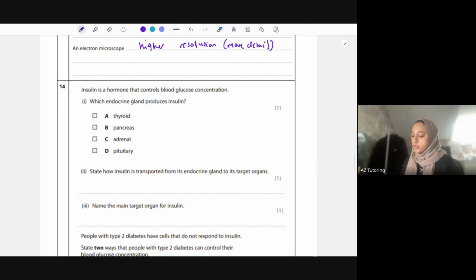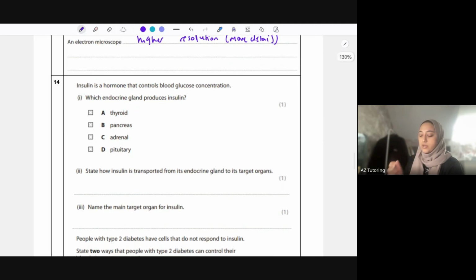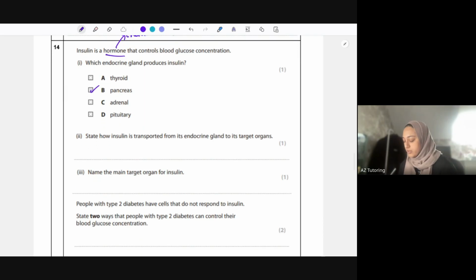Insulin is a hormone that controls blood glucose concentration. So remember, hormones are chemical messengers. Which endocrine gland produces insulin? That's the pancreas. The thyroid gland produces thyroxine. The adrenal gland produces the hormone adrenaline. The pituitary gland, that's the one just behind the brain, the master gland, and it produces other extras like LH, FSH. The one for thyroxine, is it TSH, something like that? But that comes from the pituitary gland.